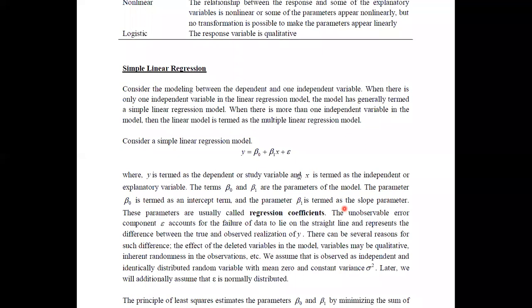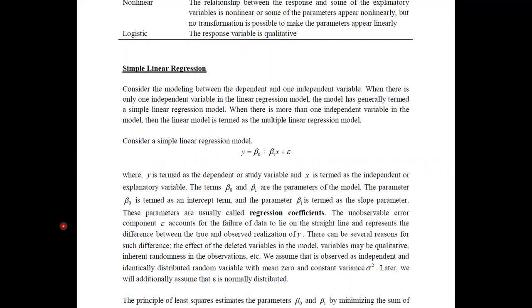Therefore, this error term is the unobservable error component denoted by epsilon. It accounts for the failure of the data to lie on the straight line and represents the difference between the true and observed realization of y. It is quite like this.